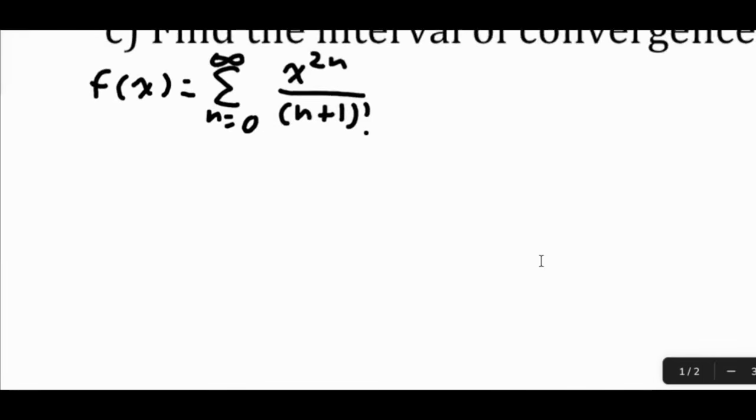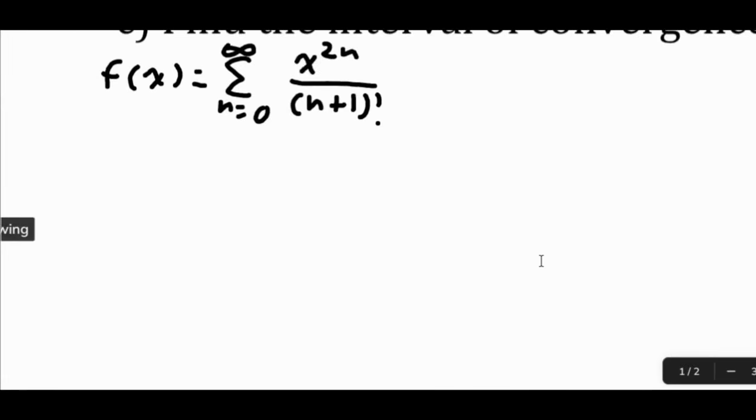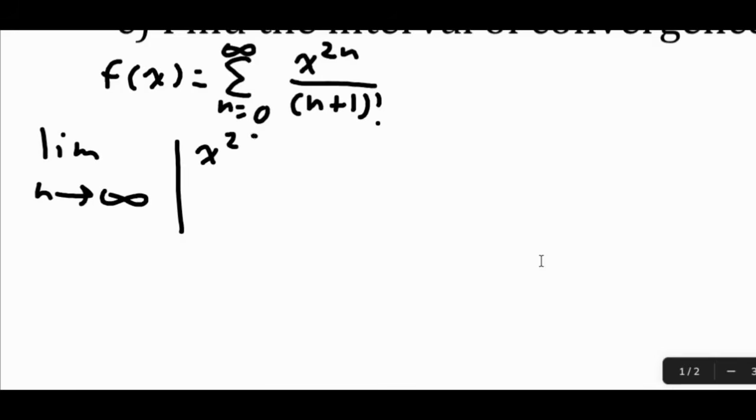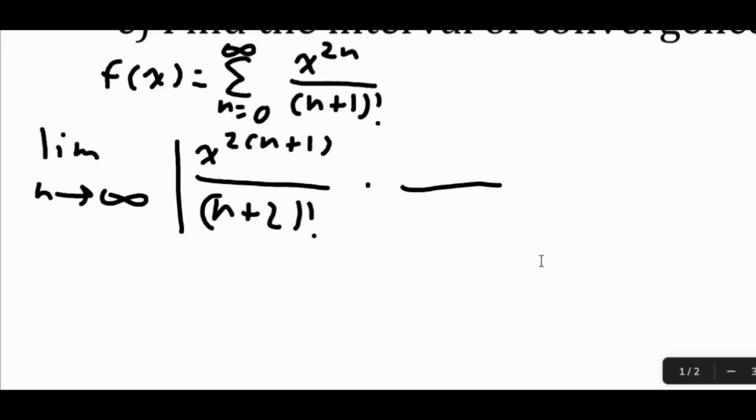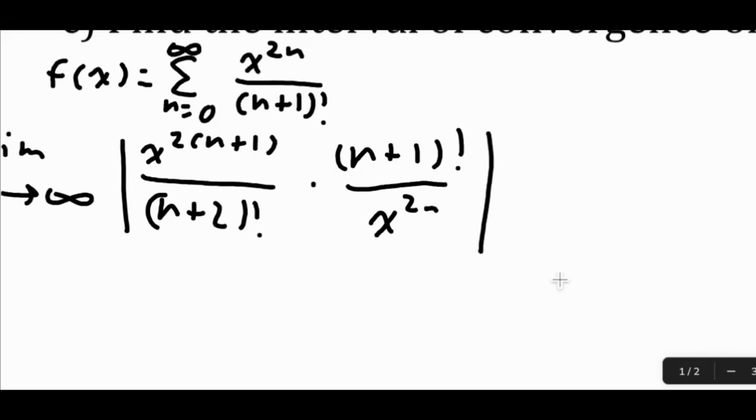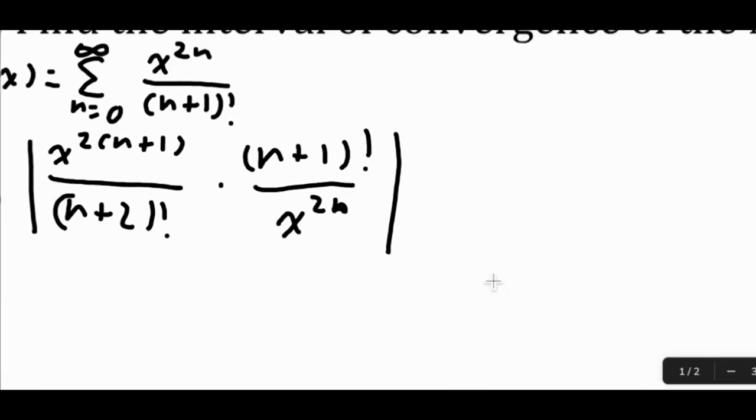The first step in doing the ratio test is writing your limit. So I'm going to write the limit as n approaches infinity of, remember, the absolute value, and we have to add 1 to all the n terms. So x to the 2n plus 1 over n plus 2 factorial, times, remember we flip now, n plus 1 factorial over x to the 2n. And this may seem a little complicated, we might not know where to go, but let's go ahead and keep simplifying.